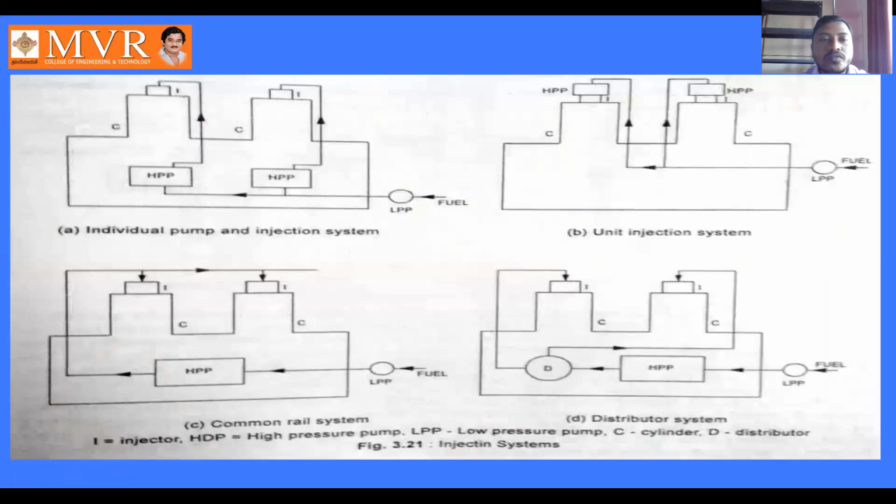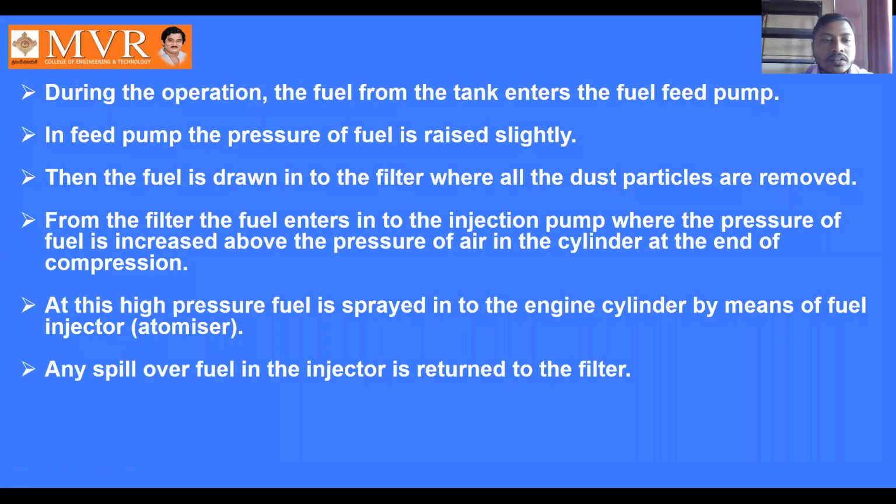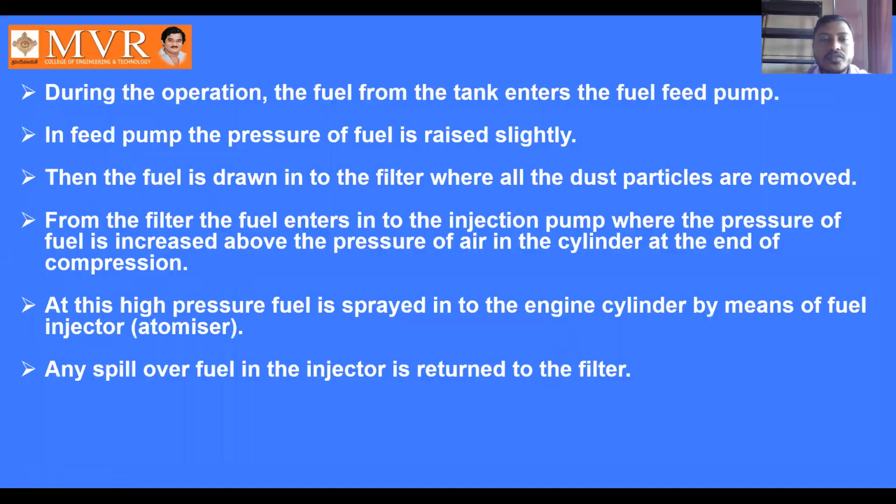See here, by using the fuel injector, we are going to inject the fuel into the engine cylinder. Any spill overflow in the injector is returned to the fuel tank. See here, if there is any overflow of the fuel which has entered here, it is going to return back to the fuel tank. We can observe it is returned back to the filter. This is what the fuel injection system of CI engines is about.